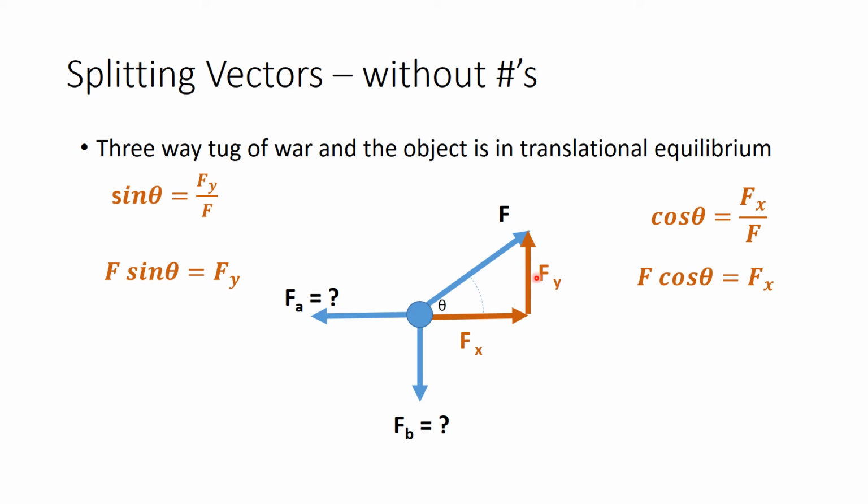And then you really just have to decide, wait, which one's F sine theta, which one's F cosine theta? And you just have to go through that process. Well, sine is always opposite, right? So the one with sine will be always opposite of the angle, and the one with cosine will always be the one adjacent to the angle.